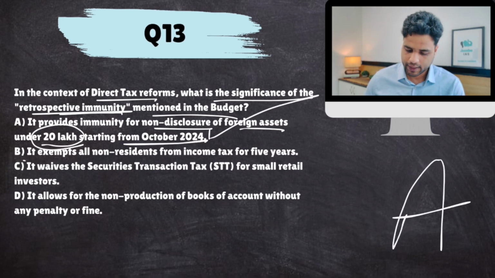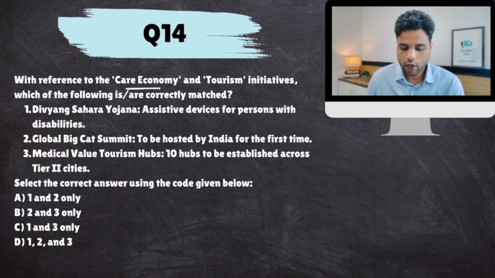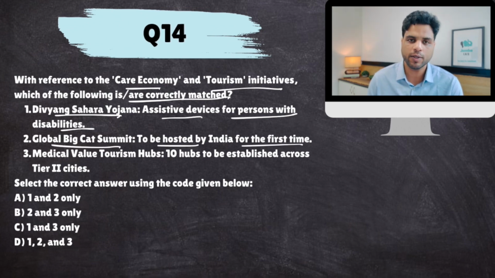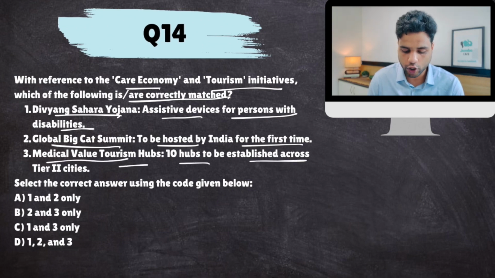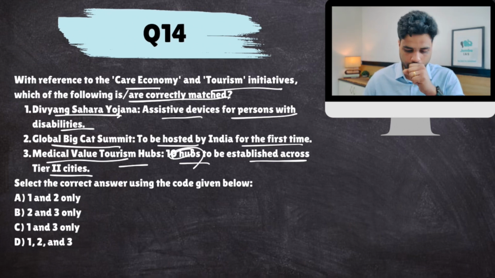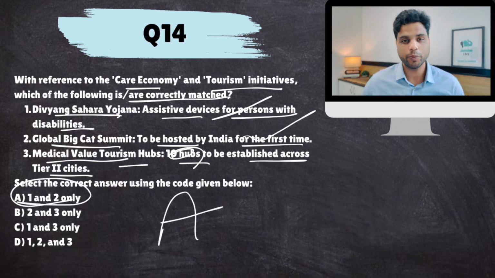Okay. Next. With reference to care economy and tourism initiatives, which of the following are correctly matched? So Divyang Sahara Yojana, assistive devices for persons with disability. Global Big Cat Summit to be hosted by India for the first time to promote tourism, eco-tourism. Medical value tourism hubs, 10 hubs to be established across tier 2 cities. It's actually 5. Not 10. 10 would be too much. I'm so sorry again. So this is a trivia based question. 1 and 2 are correct. So the answer to this question would come out to be A.